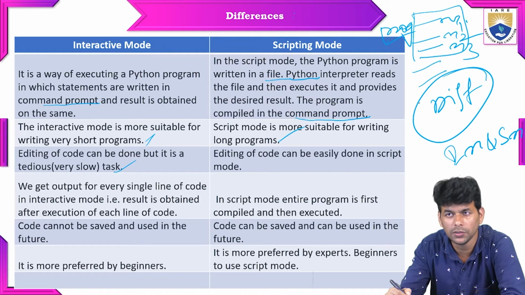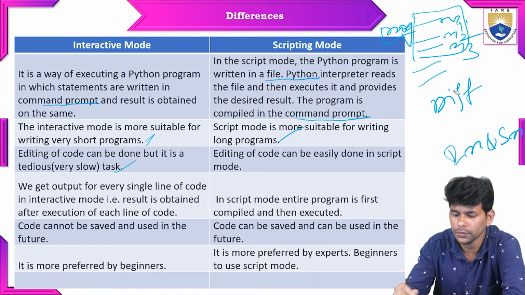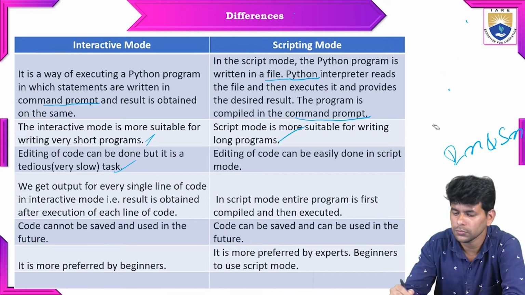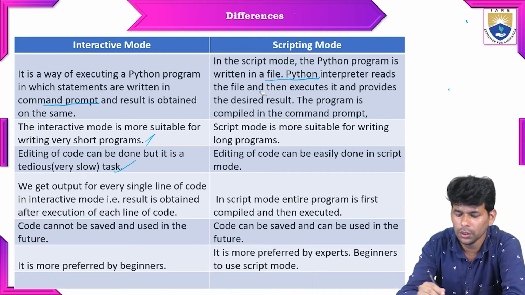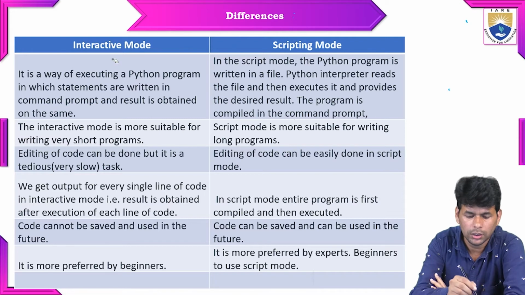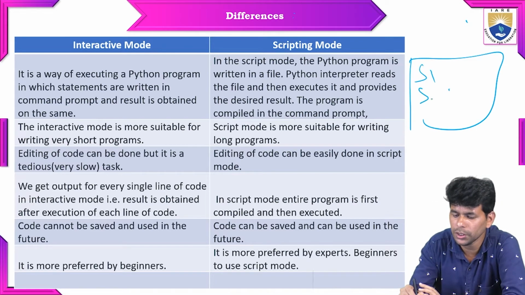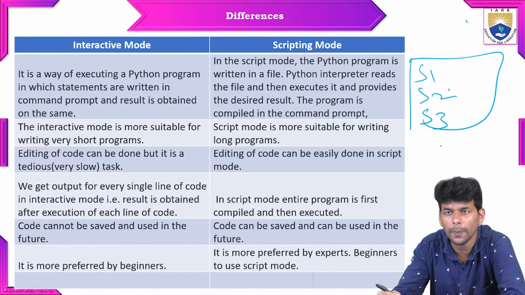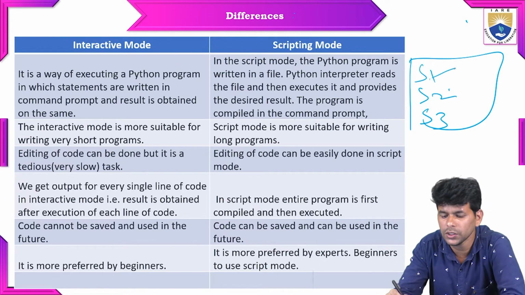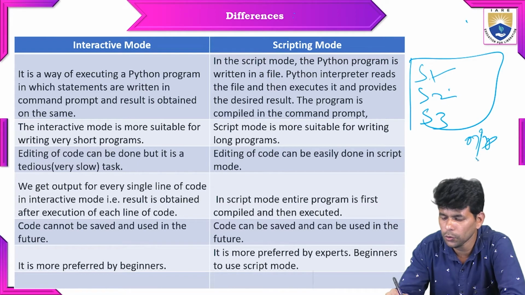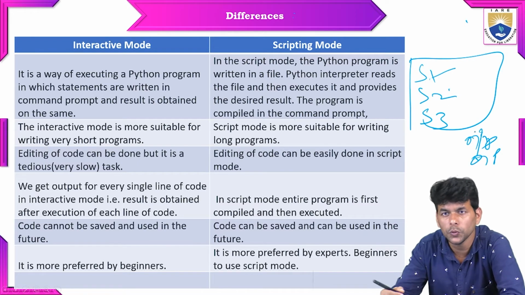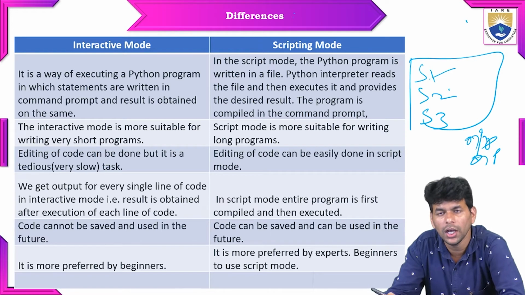In interactive mode, we have statement 1, statement 2, statement 3. These are called commands here. When this command is executed, we get the output. When this next command is executed, we get the output. Like this, we get the outputs for each and every line of the code in the interactive mode.